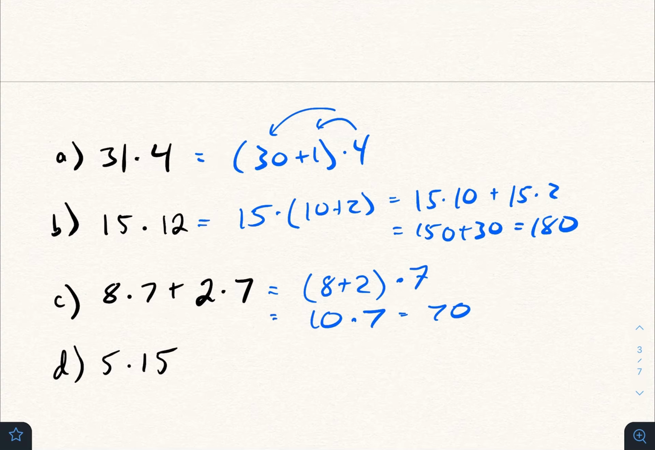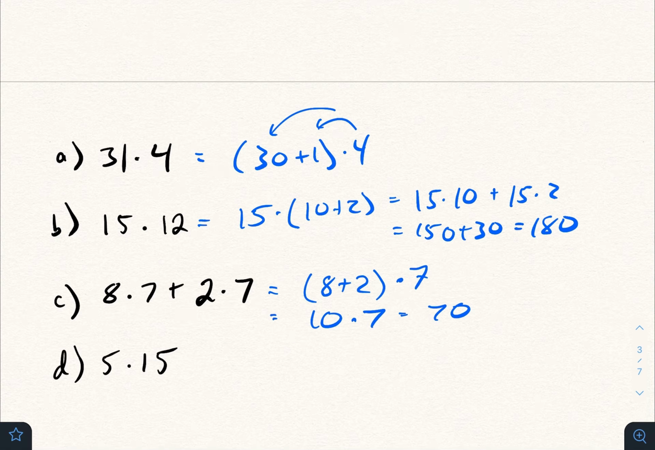Which is 70. So instead of having to do actually 8 times 7, which is 56, and then adding 14 to it, and then trying to figure out what 56 plus 14 is equal to, all of a sudden this becomes 10 times 7, and that's a lot easier to do in your head. Okay.